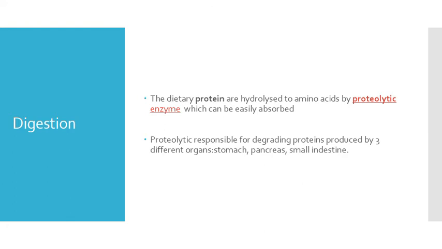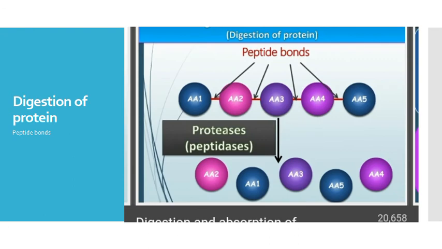What do you mean by digestion? Dietary proteins are hydrolyzed to amino acids by proteolytic enzymes. Proteolytic enzymes responsible for degrading protein are produced by three different organs: stomach, pancreas, small intestine. Digestion of protein includes an important thing, peptide bonds.